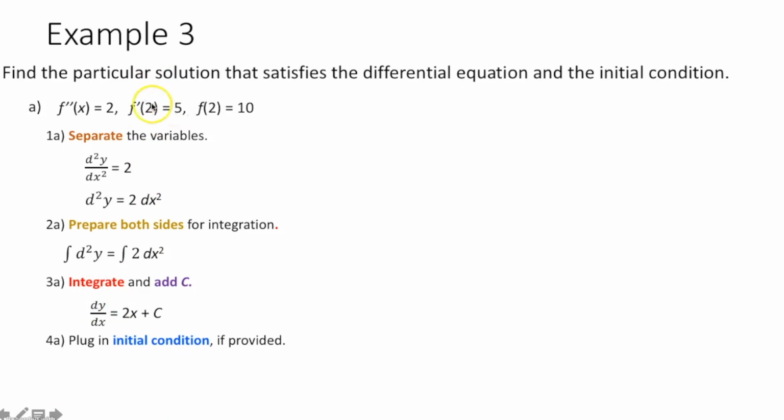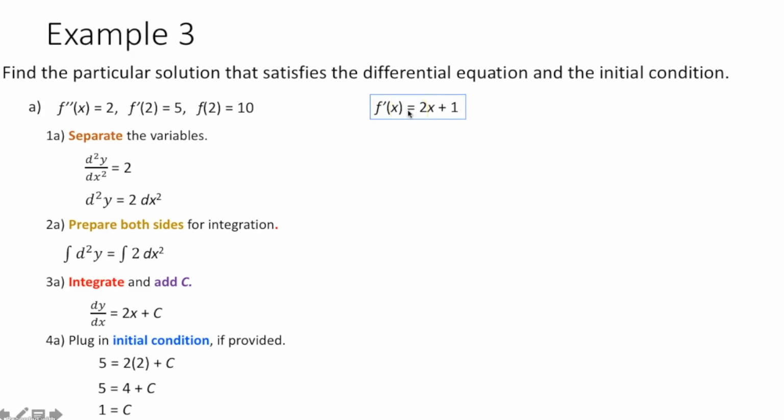We take the initial condition that we have here. We're going to plug that into our function here. So it says f prime of 2 is equal to 5. So we're going to take 2, plug it in for x, take 5, plug it in for f prime or dy dx. Now we can simplify this and we get what our value of c is. It's 1. So we take this 1, plug it in for c here. Now we have f prime, the equation for f prime.